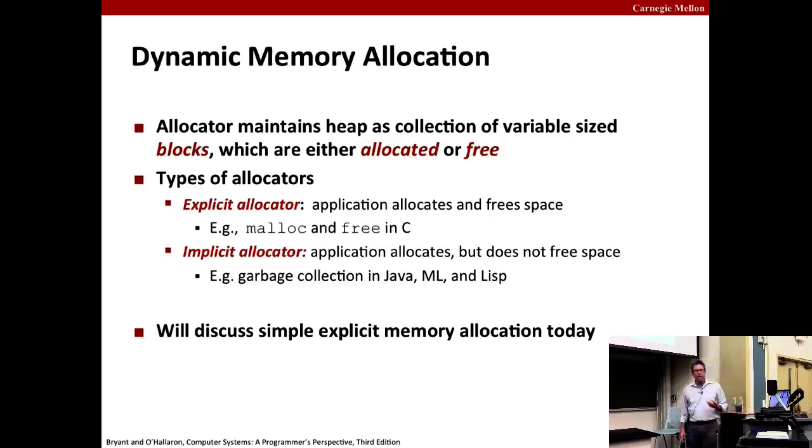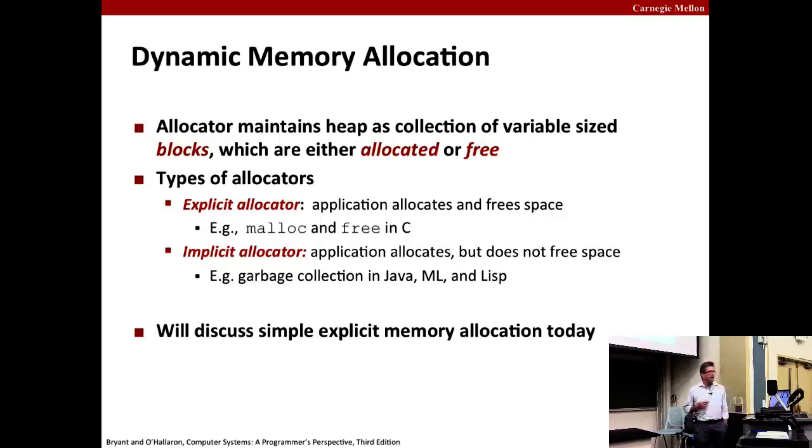Now the allocator maintains the heap as a contiguous collection of blocks, where blocks can be allocated or free. Allocated meaning that they're being used by some application. Free meaning that they're available for use by an application.